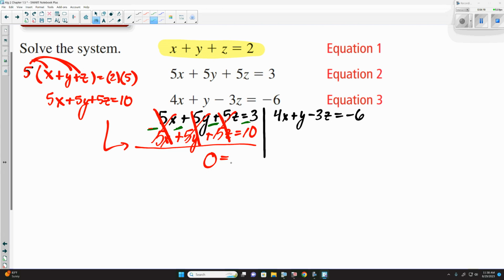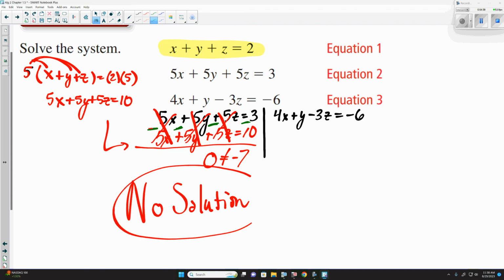Now I need to look at the other side. 3 minus 10 is 7, and it would be, is 0 equal to negative 7? Is that a true statement? Well, no. So this here is no solution, and we are finished. Because if we get a statement like this here, a false statement, then it's going to be no solution and we're done. It doesn't matter what the other side does.